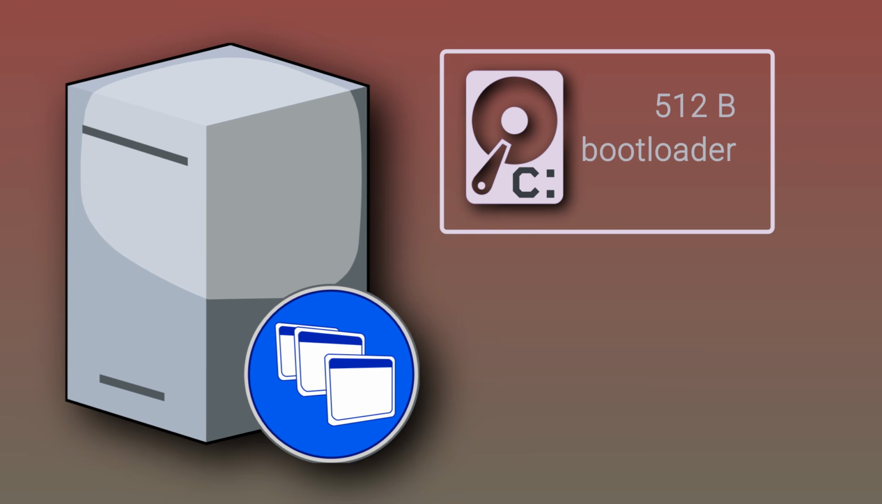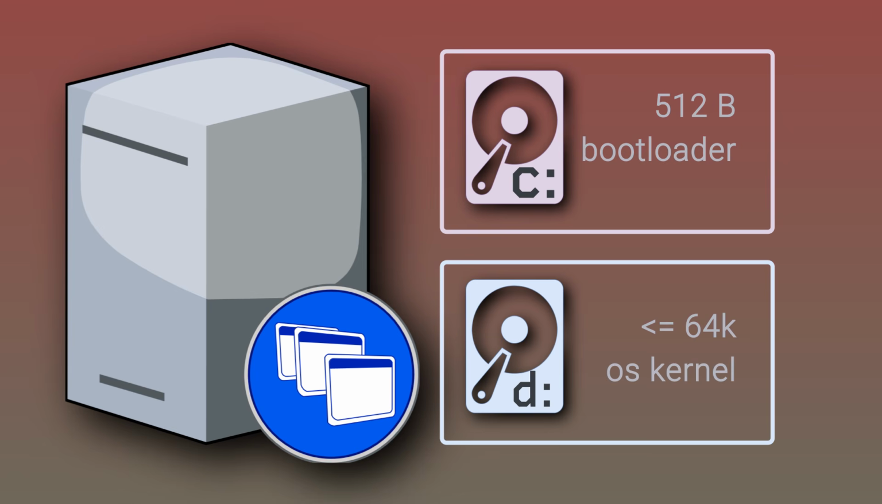So the C colon disk will be just 512 bytes, and that will contain the bootloader. And the only task of the bootloader is to load the kernel, which will be on the other disk. That way we don't have to worry too much about file systems at this point.